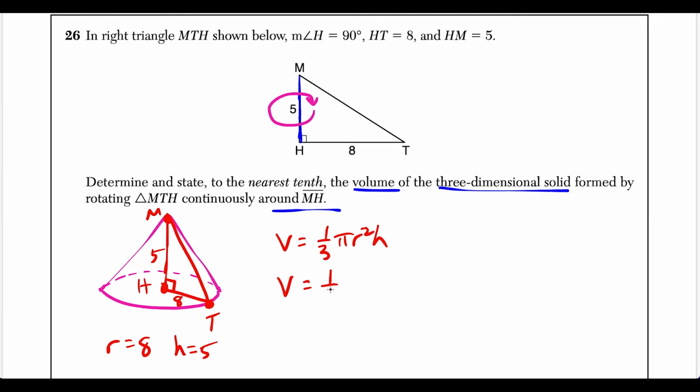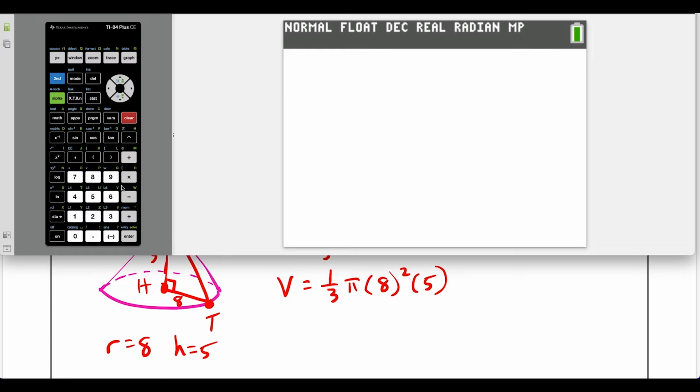We have volume equals 1/3 pi, and then we have 8 squared, and then times h is equal to 5. So now we can just type this all in the calculator. We have 1/3, so I'll just write 1/3 in parentheses, even though in this case it's not going to matter. It's just a good practice to get into.